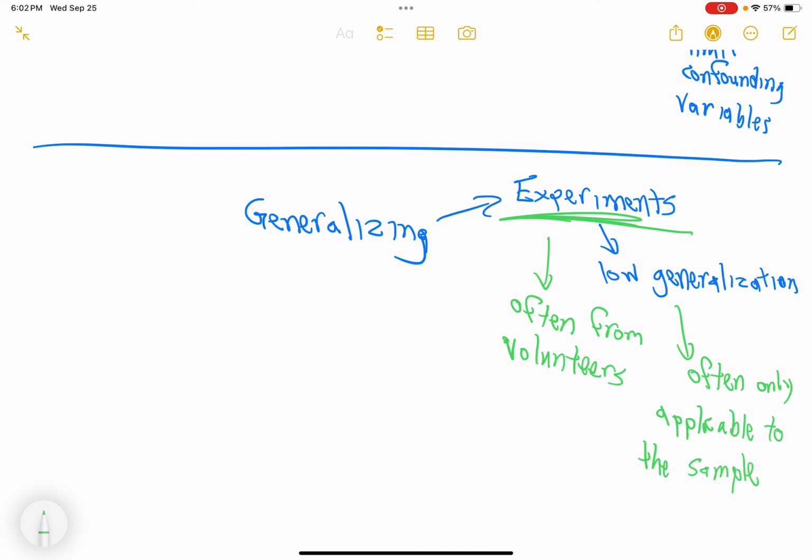And because they're only applicable to the sample, they are not often applicable to the greater population. But, as we said before, they do have causality. Right? And once we have causality established, then we can go on and do other cool things.